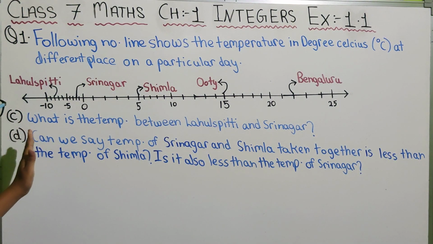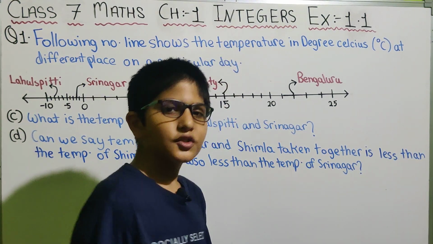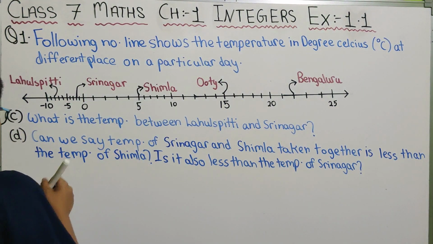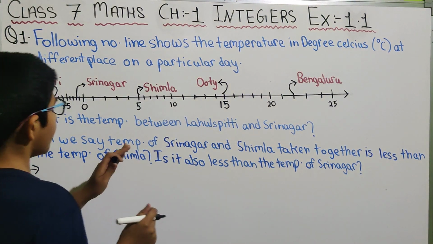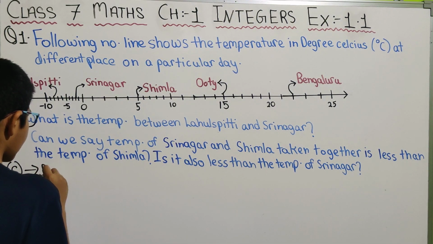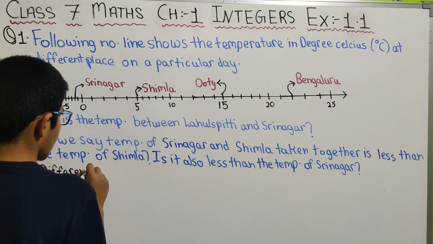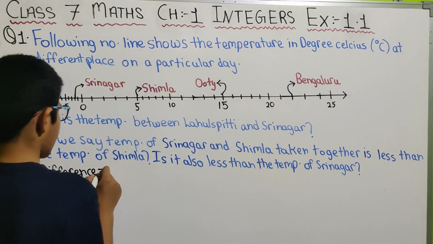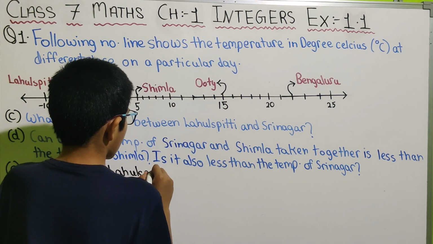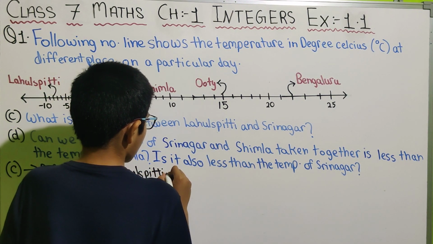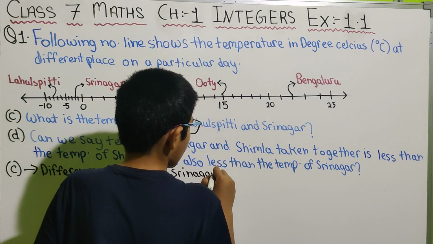So here now we are going to start from C1 part. What is the temperature difference between Lahaul Spiti and Srinagar? So now let's solve first. Now C1 temperature difference is given, so let's find the difference here. Your difference will be Lahaul Spiti minus Srinagar.